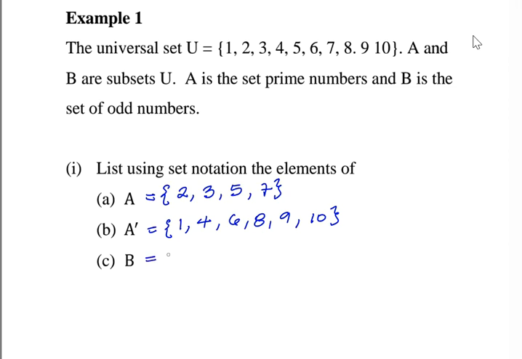B, we are told, is the set of odd numbers. So B would be 1, 3, 5, 7, and 9.